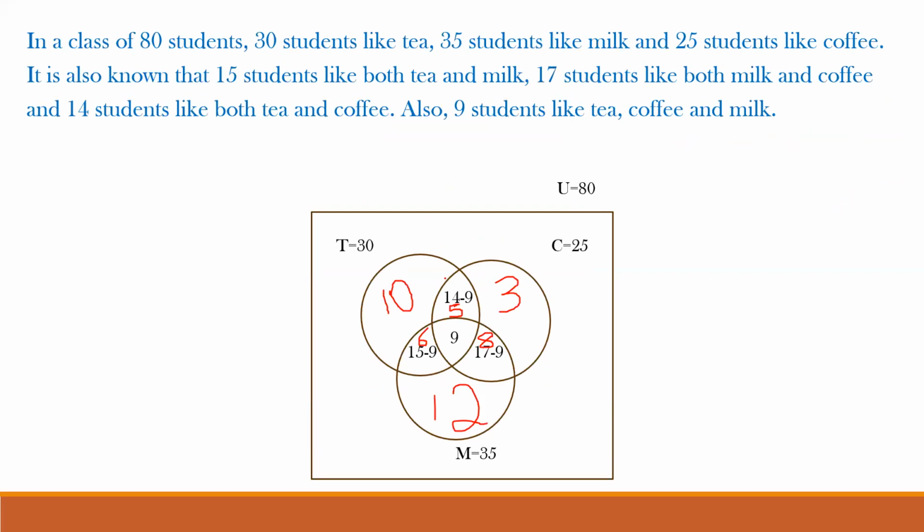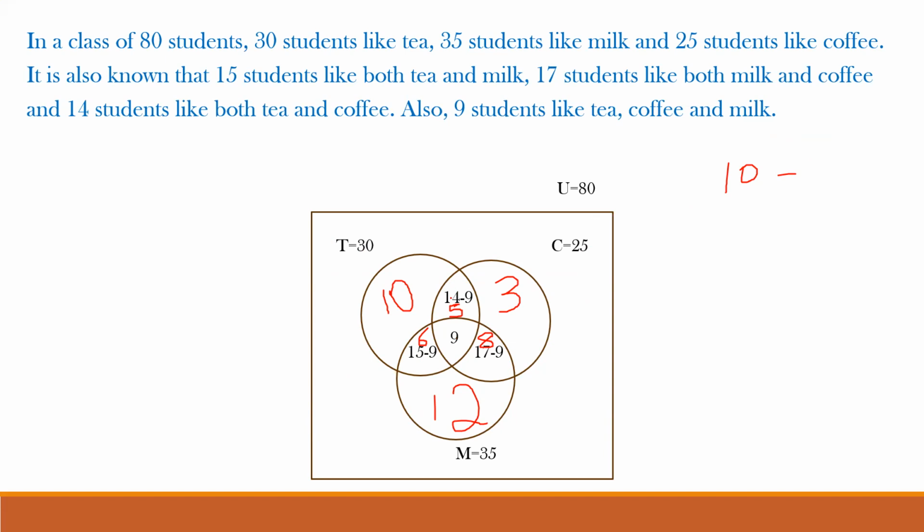I hope this diagram is fine. So take 10, 12 plus 3, right? You left out the intersections. You could have taken 30, 35, 25. Even in that case, you could probably have landed up. No, I think that also you will not land. It is not correct.